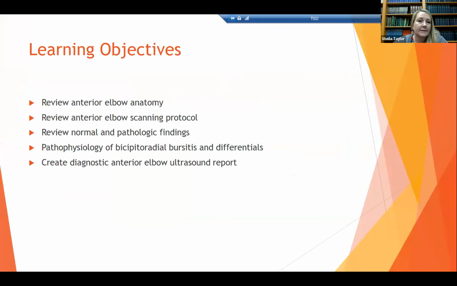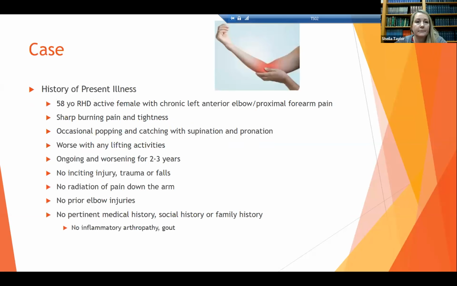Our objectives today: we're going to review anterior elbow anatomy and the anterior elbow anatomy scanning protocol. We'll review both normal and pathological findings. Then we'll briefly touch on the pathophysiology of bicipitoradial bursitis and talk about some differentials for it. And then we'll put together our ultrasound report. So we'll start first with my case.